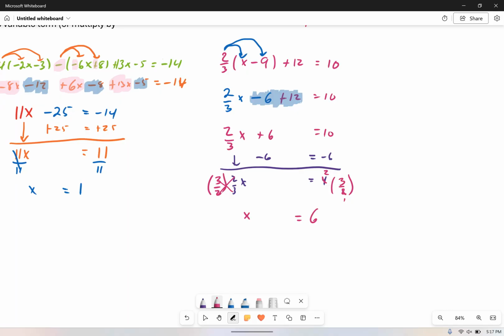So if you want to do 4 divided by 2/3 on your calculators, by all means, please do. I'm not saying you can't do it. But I think it's easier just to multiply by the reciprocal, because once again, you can see that 2 goes into 2 once and 2 goes into 4 twice. 2 times 3 equals 6.